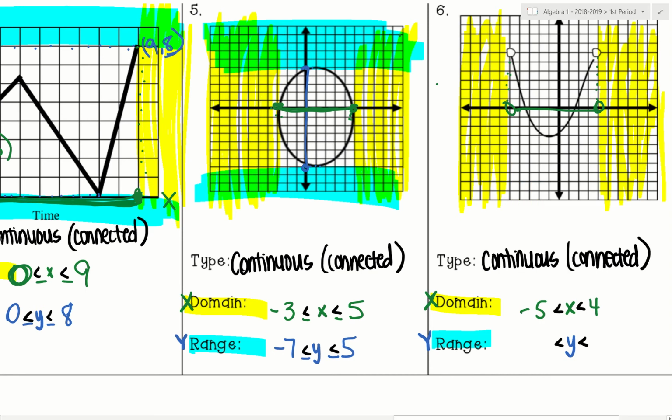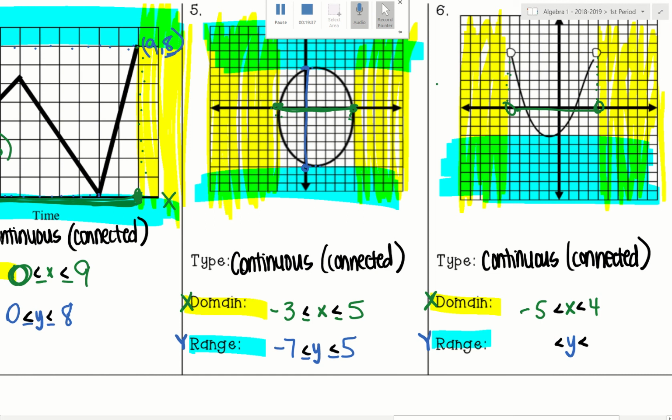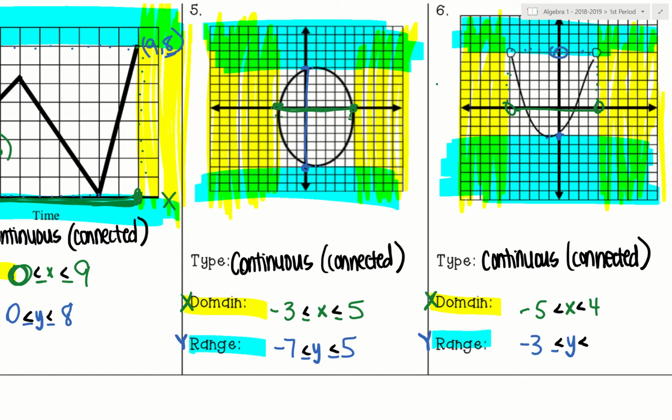Start at the bottom of your graph. Color, color, color, color. Move that over to your y-axis. Where's that at? -3. Is it touching something? Yes, so we're going to close up that sign. Now go to the top of your graph and color in. What do you see? They're open circles, but they're both at the same point. And what number is that at? 6. Do I have to close up that sign? No, because they were open circles at that point. Does everybody see that? Okay.